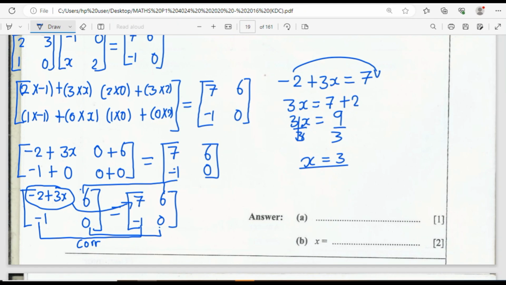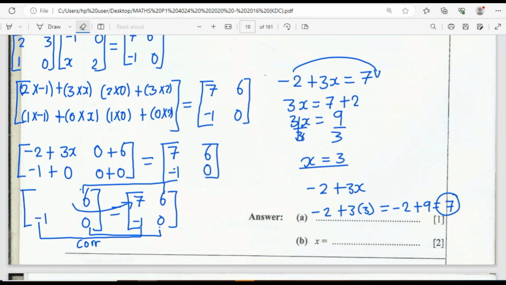Is this making sense? Let's check. We know that the expression is negative 2 plus 3x, which is negative 2 plus 3, here we put 3, which is negative 2 plus 9, which is equal to 7. This tells us that the whole thing is equal to 7. So we can say that it's corresponding to this number here. So that's what you do.